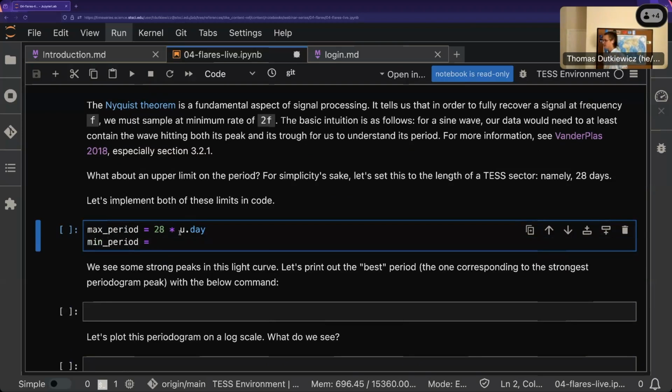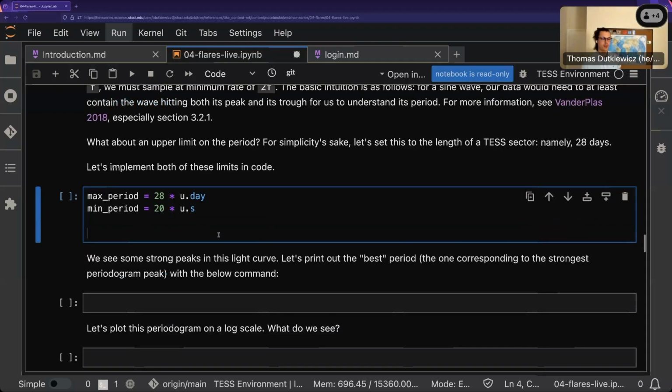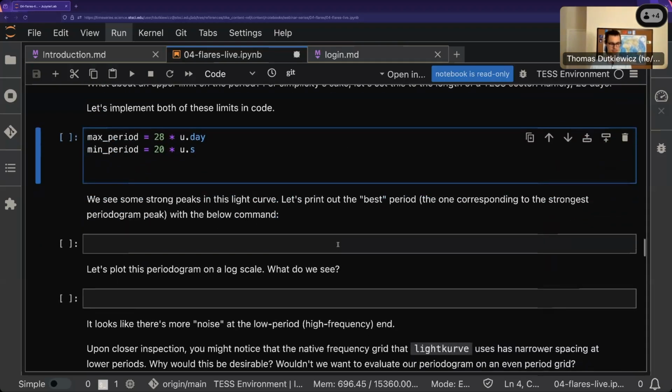Now, I just talked about the sampling rate, and we actually know what the sampling rate is for TESS. But to highlight why this is important for you to think about, I'm going to put in a bogus value. Maybe you make a mistake, maybe you look at the wrong sector, and so you have the wrong cadence for TESS data, but we're going to say that it's 20 seconds. We're saying that we're sampling every 20 seconds, so 20 times u dot s. This choice will have consequences later, but we'll come back to it.